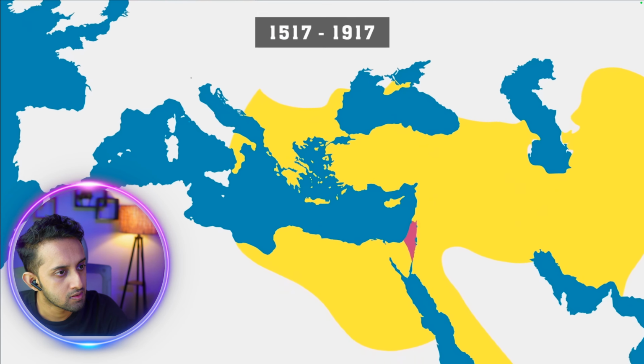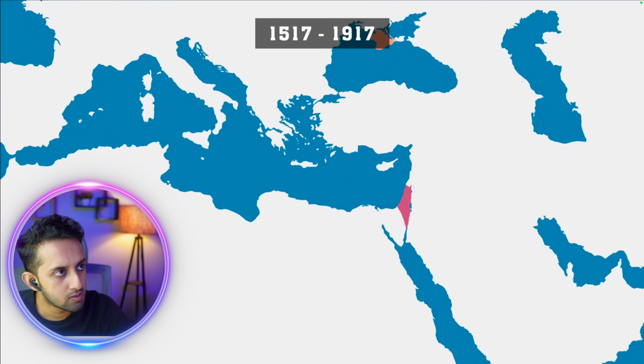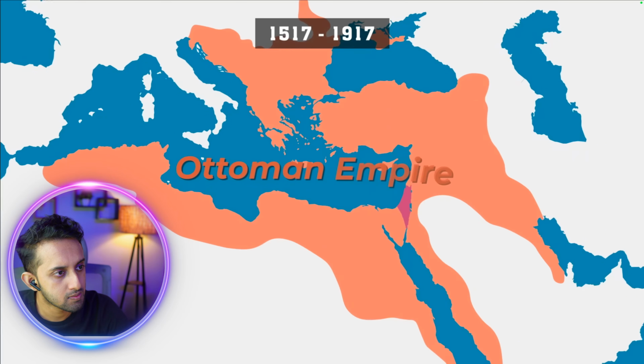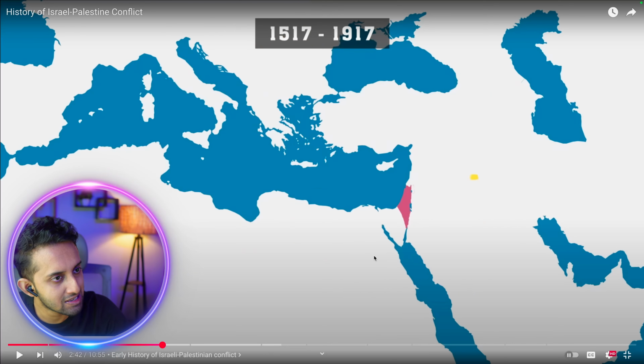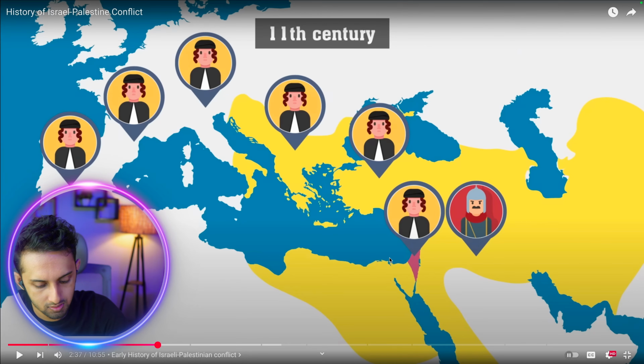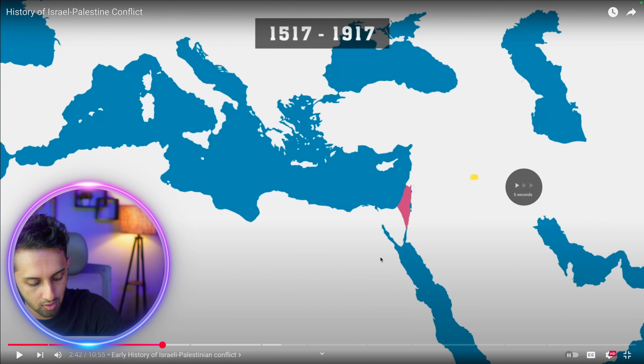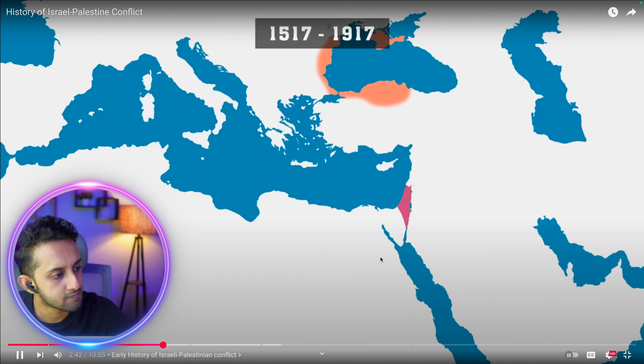From the 16th century to World War I, the Holy Land, along with much of the Middle East, was ruled by the Ottoman Empire, an Islamic... How did this happen? Just like that. Okay, was it part of the Arab conquest? I don't know how it all of a sudden got into the Ottoman Empire.